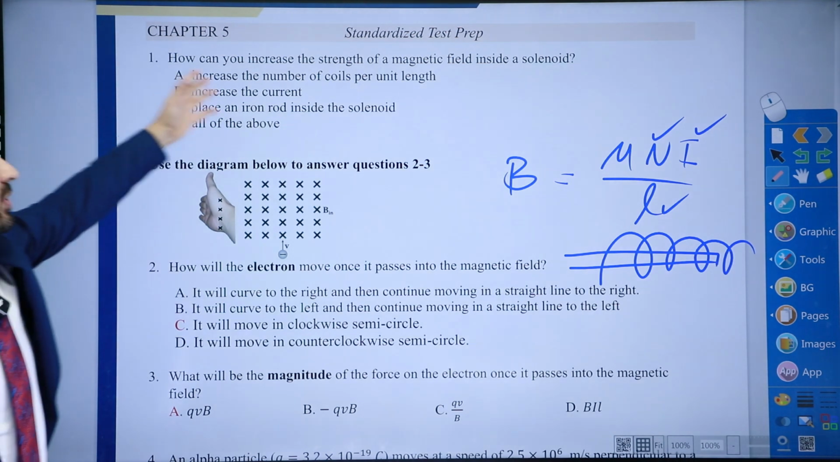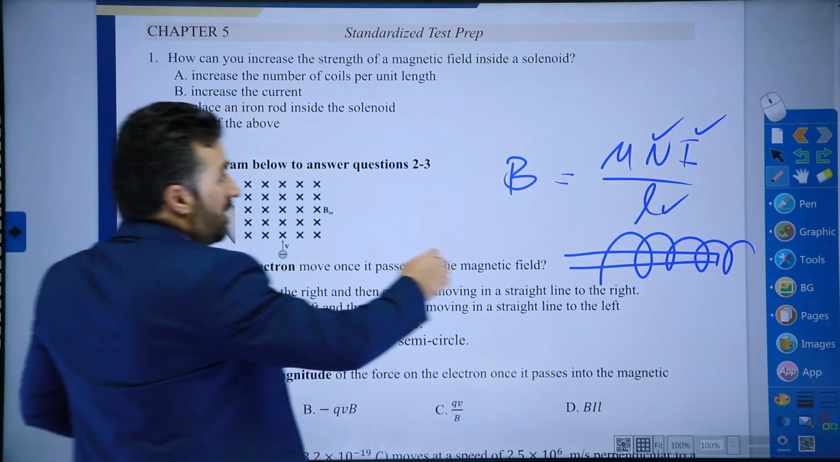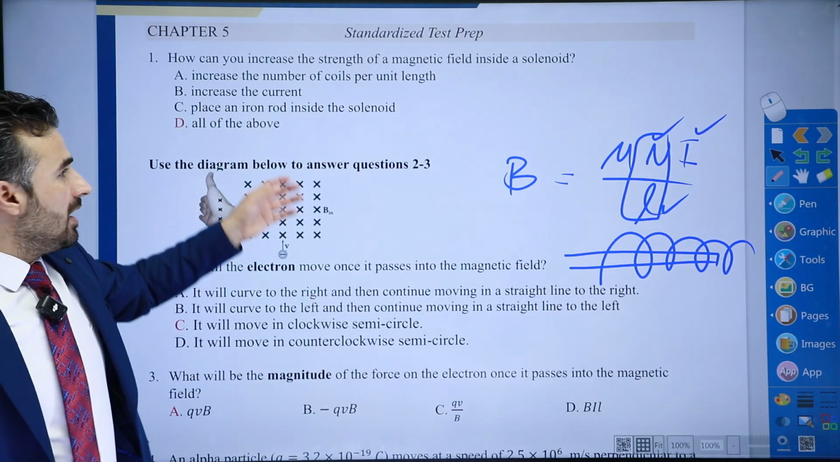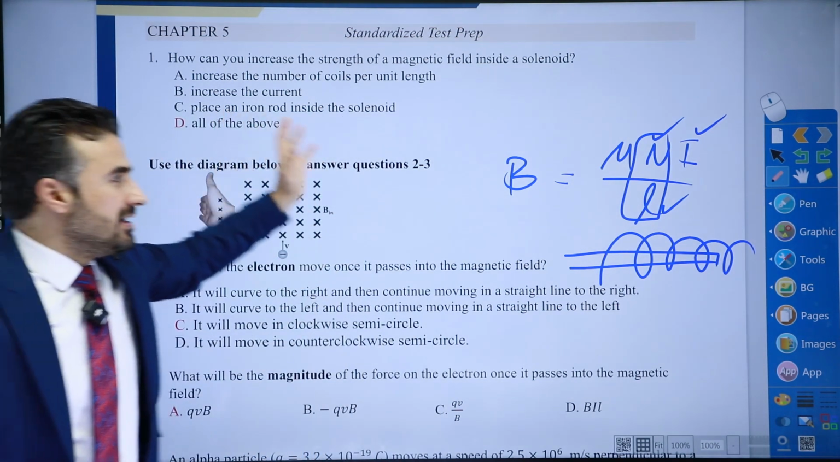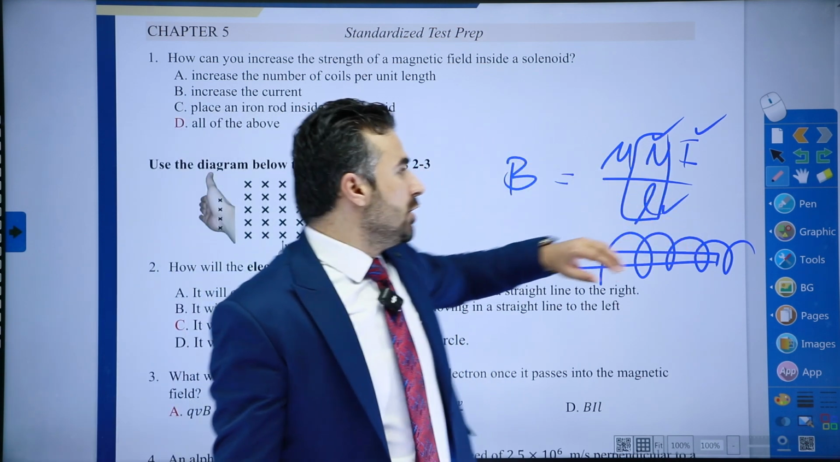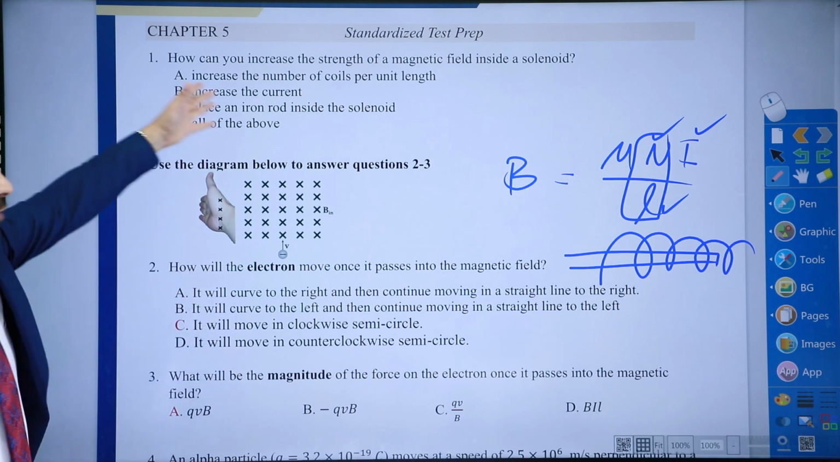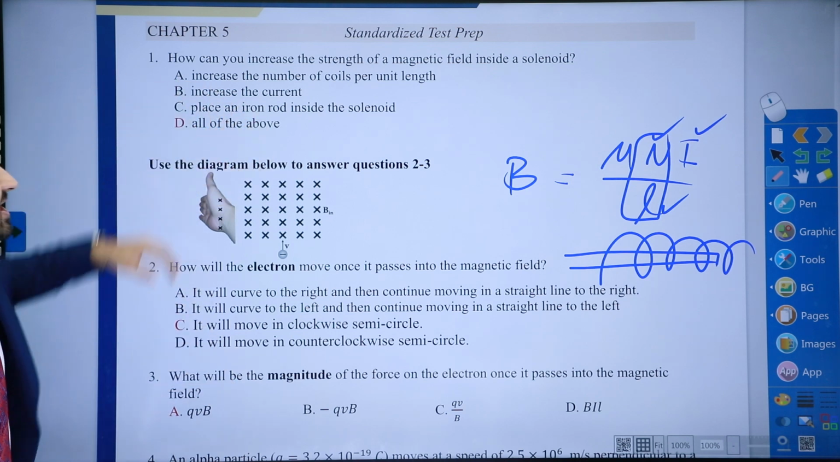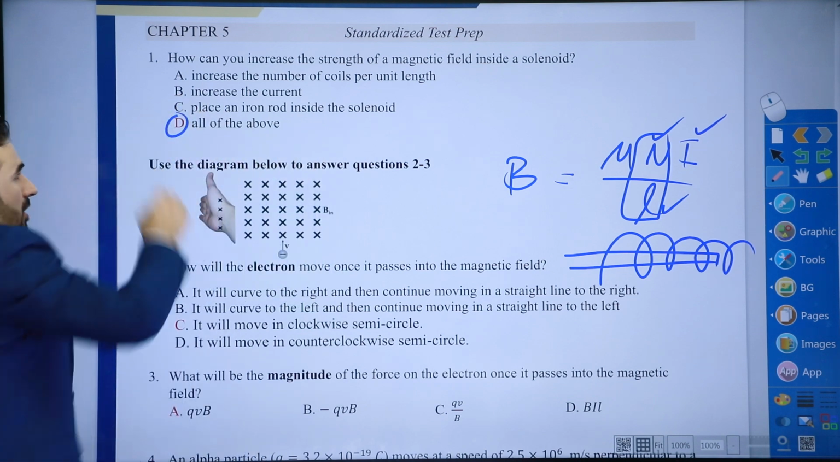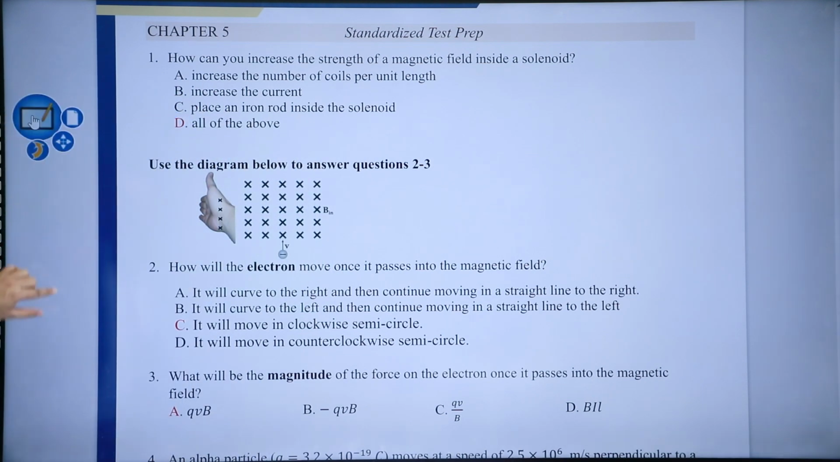So by increasing the number of turns per length, that is two together. Or separately, by increasing the number of turns, by decreasing the length, that is also true. Increasing the current is also true. By placing an iron rod or core inside the solenoid, that is also true. So all of these will be correct in this case.